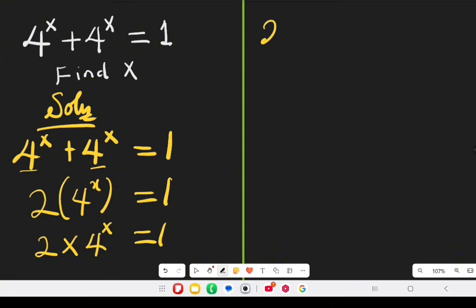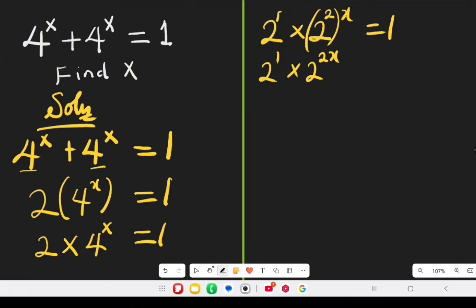Everything will be 2 raised to the power of 1 times 2 raised to the power of 2x equal to 1. And this will be 2 raised to the power of 1 times 2 raised to the power of 2x, because we can multiply powers in the law of indices. And this is equal to 2 raised to the power of 0, because in the law of indices, anything raised to the power of 0 is 1, meaning n raised to the power of 0 is equal to 1.